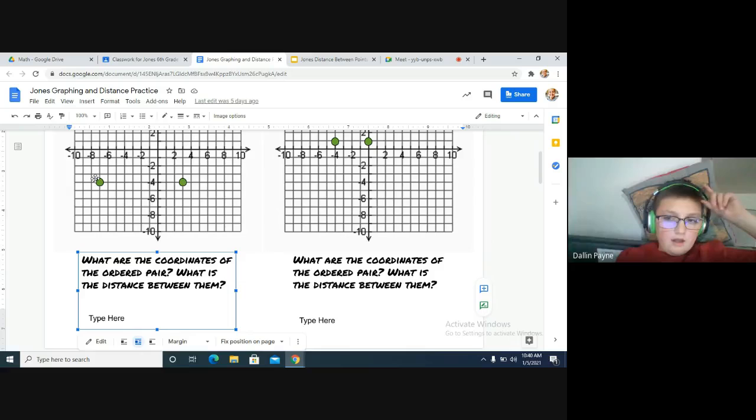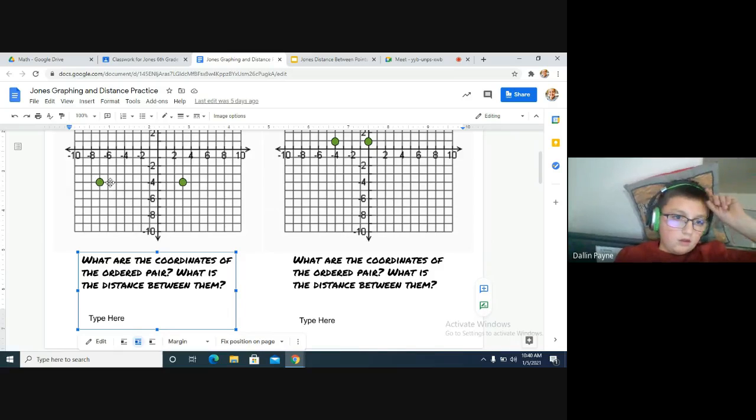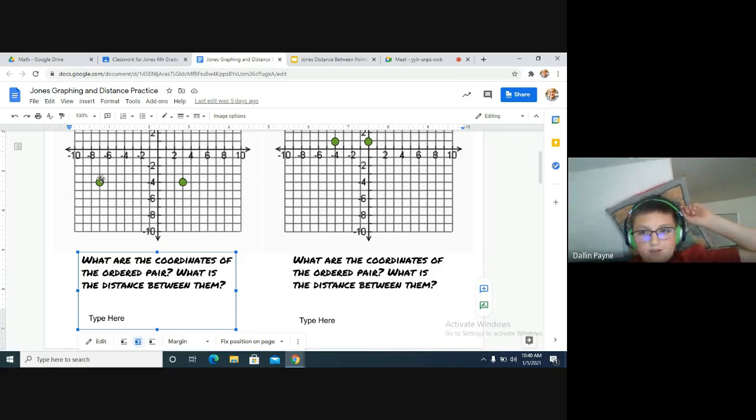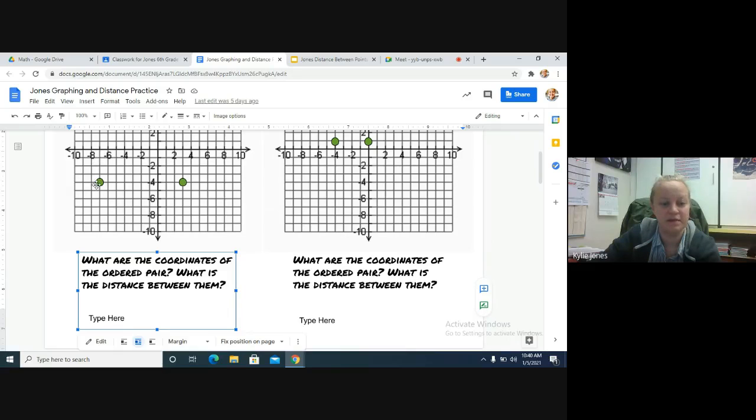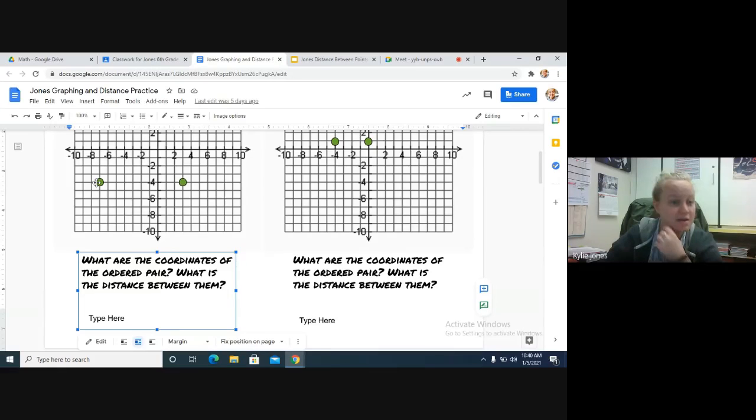Wait, the one on the left? Yep, the one on the left. It would be 7, -7. Good, -7, and then how many down? 4. Yeah, -4. So that first one is at -7, -4.